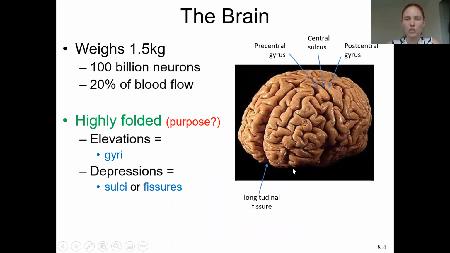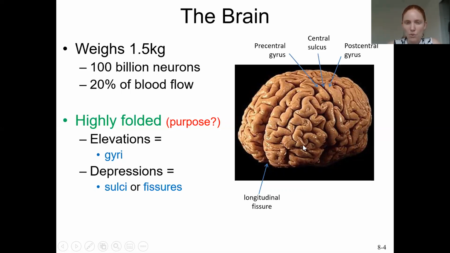Here's what the brain looks like. It weighs about 3.5 pounds, 1.5 kilograms. It's basically just a massive network of neurons communicating with each other and some supporting cells, neuroglia, around that. Even though it doesn't weigh that much, it has about 20% of the total blood flow. That just reflects how metabolically active it is. So your brain is constantly doing different processes and creating a lot of electrical signals, and therefore requires a very consistent supply of blood and nutrients and oxygen.